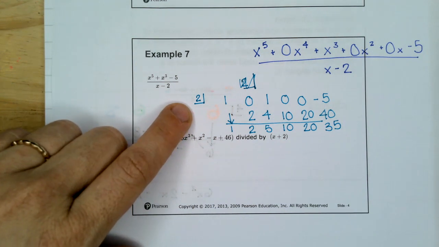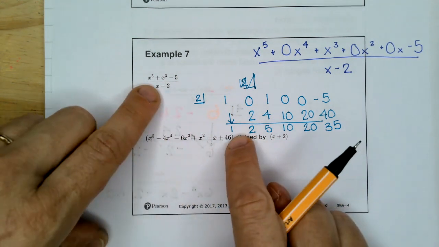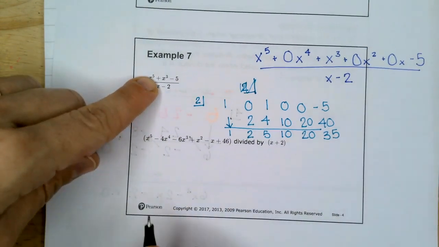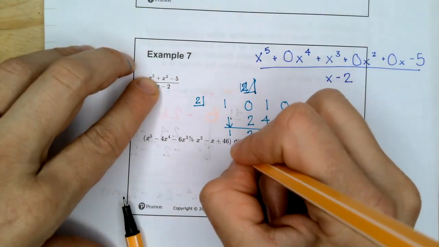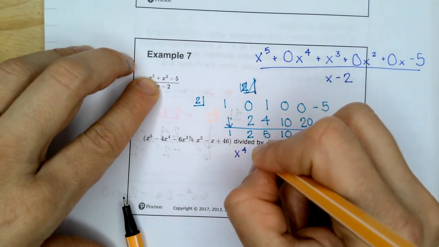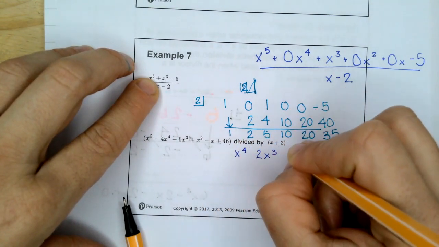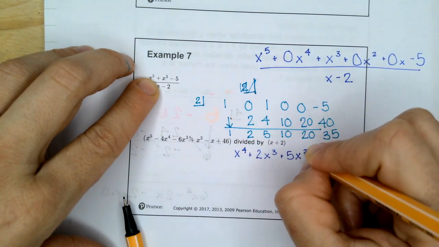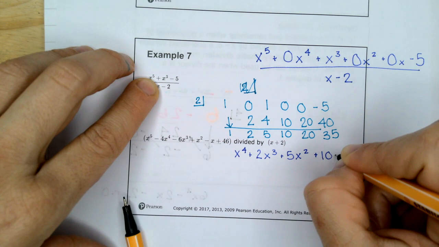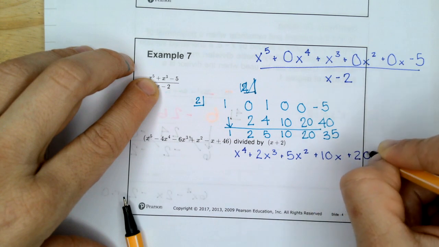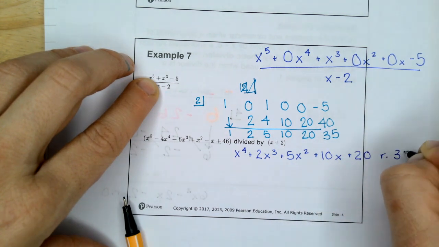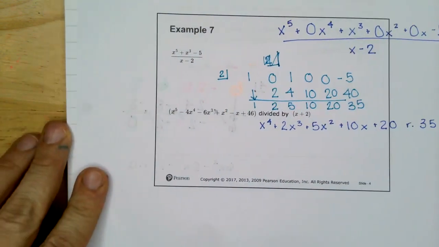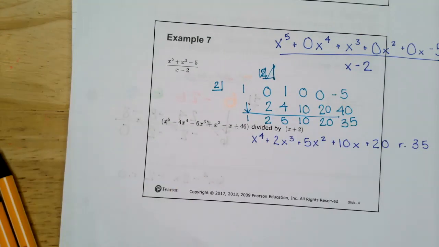Good? So what you have now is, you started with x to the 5th, so you need to call this x to the 4th, 2x to the 3rd, 5x squared, 10x, 20, remainder 35. Okay? It's fast, but it can get complicated.